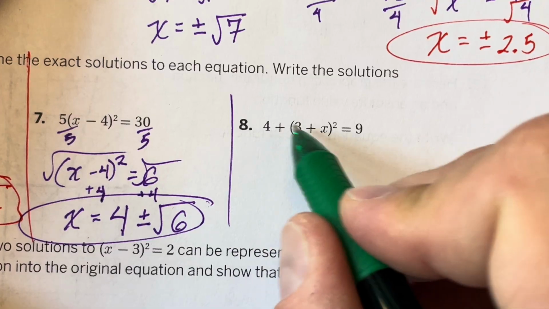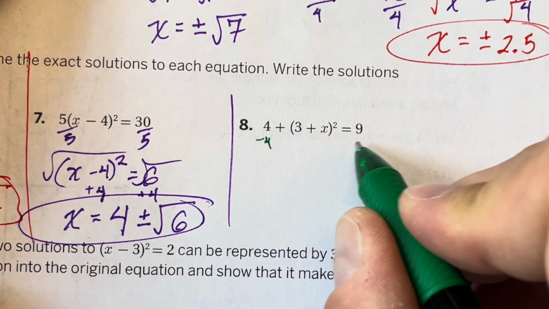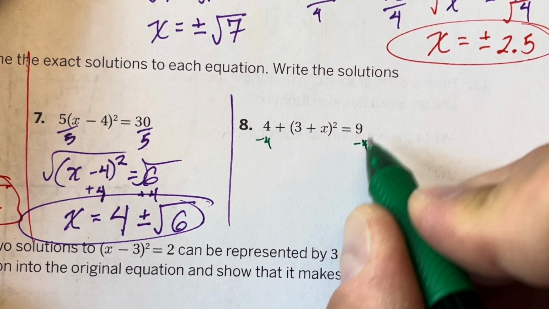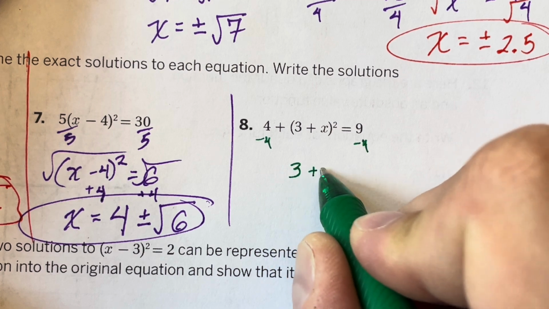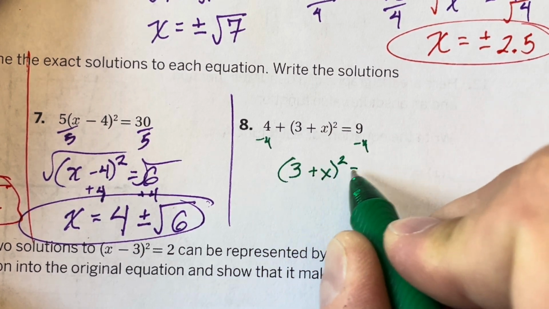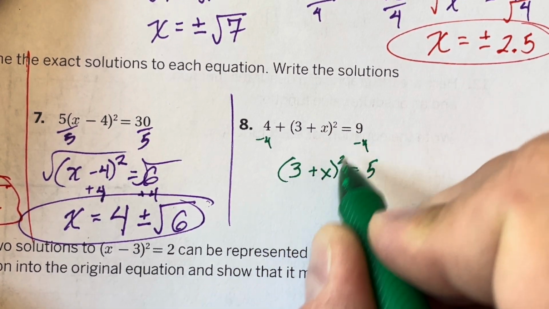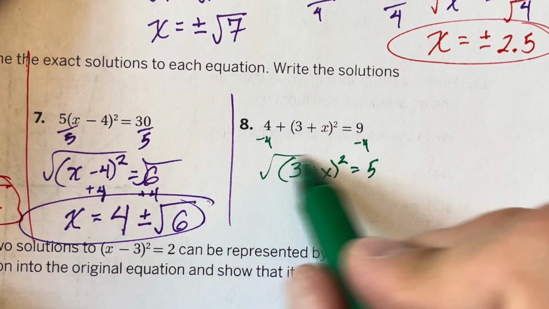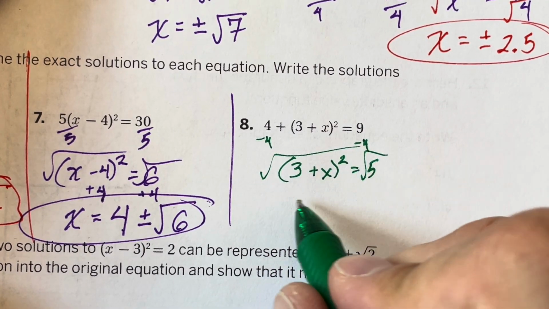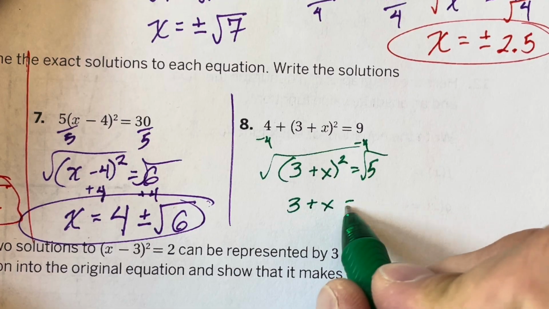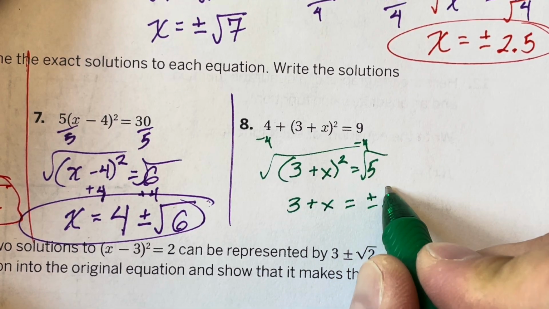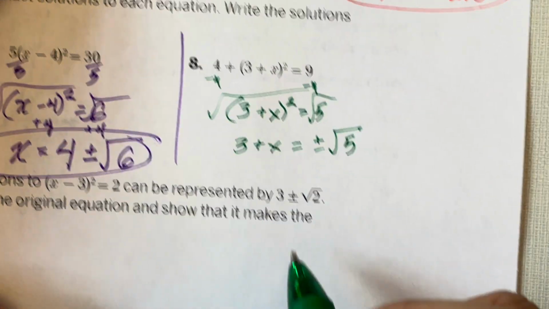Okay, let's see. How do we get rid of that 4? I'm going to take away 4 and take away 4. We get 5. So we get 3 plus x squared equals 5. Don't worry, they switch spots. That's okay. We're now going to take the root of that, and we get plus or minus the root of 5. So we get 3 plus x equals positive or negative root of 5, whatever that is.